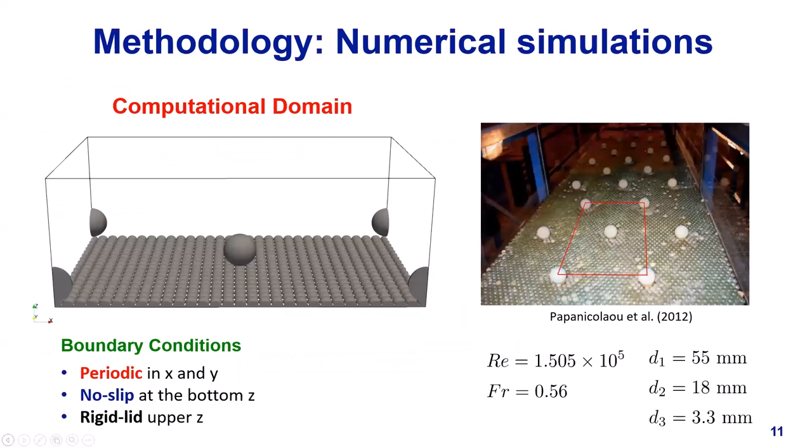So my approach is, obviously, numerical simulations. I will be replicating the experiments of Papanikolaou 2012 that you can see at the right. I will be just considering the right rectangle. So by applying periodic boundary conditions in the streamwise and spanwise directions, we can replicate the array of boulders of the experiments. So the domain is the one that you can see at the left: one boulder at the center, a quarter of boulders in the domain, and all these boulders are placed in a rough bed. And also I want to highlight that the Reynolds number is really high, it's 150,000.